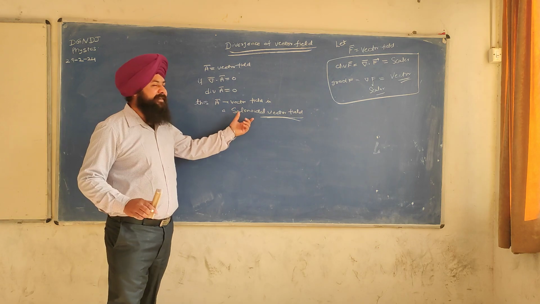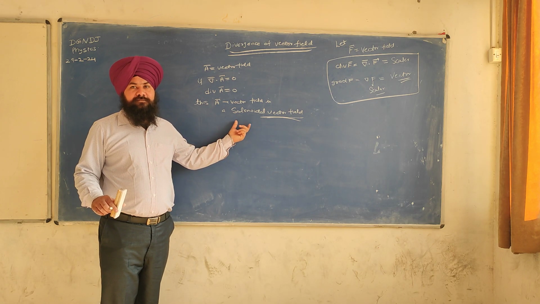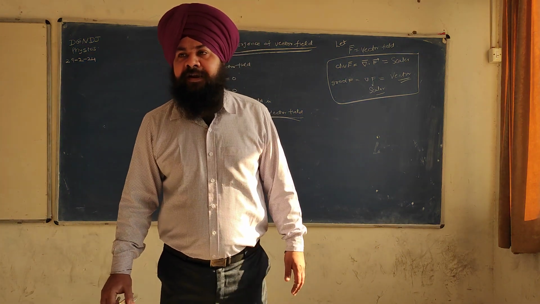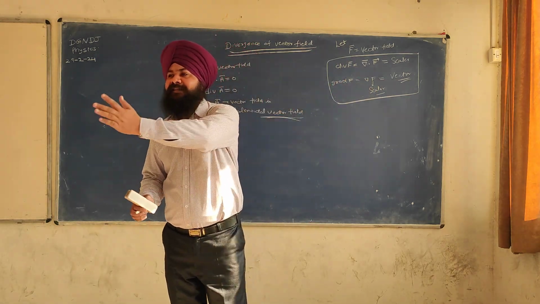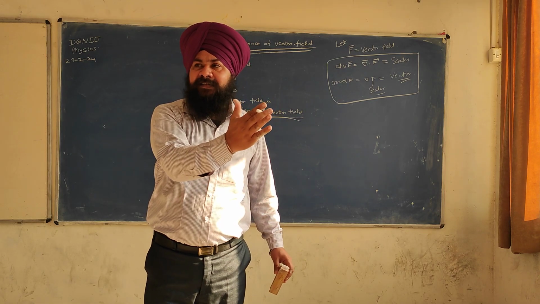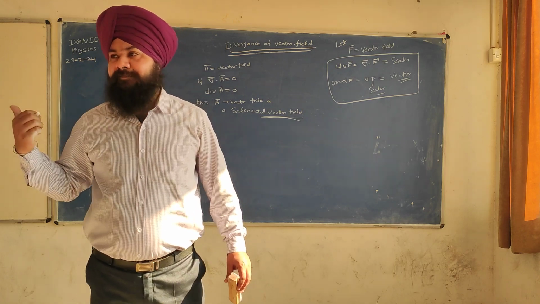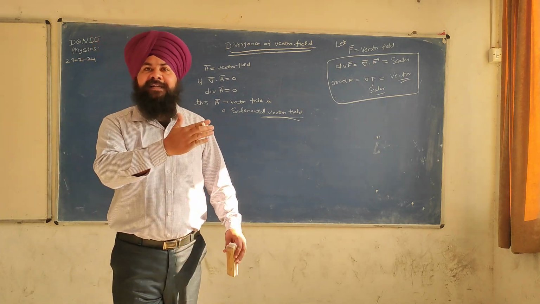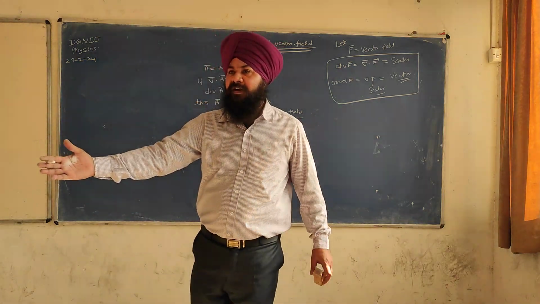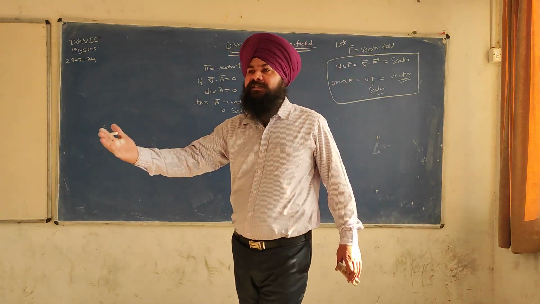This is called a solenoidal vector field. This is a name. Solenoidal vector field means if the divergence comes out to be 0, it means the flux entering is equal to the flux leaving. The number of lines entering is equal to the number of lines leaving. If the divergence comes out to be 0, it means flux entering is equal to the flux leaving.